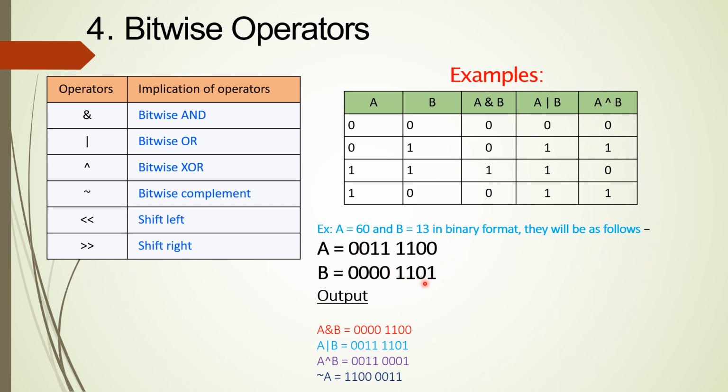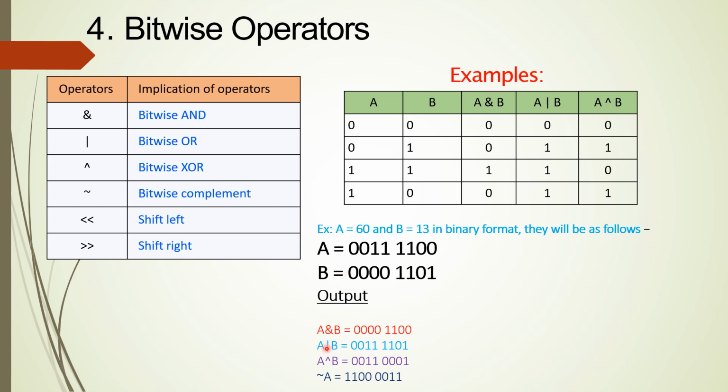So bitwise, the AND operation gives 1 only if both are 1. Right now we are doing a and b, so this is 0, this is also 0, and this is 1, and this is 1. That's how we get it. Same way, 1 and 0 is 0, 0 and 0 is 0. So we'll get the answer for a and b equal to this.